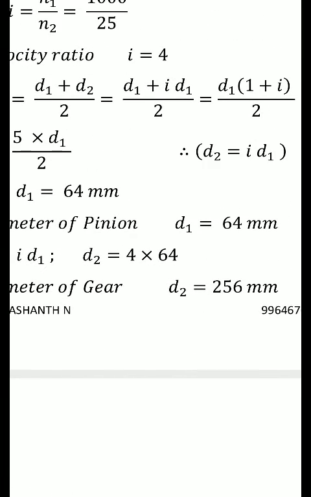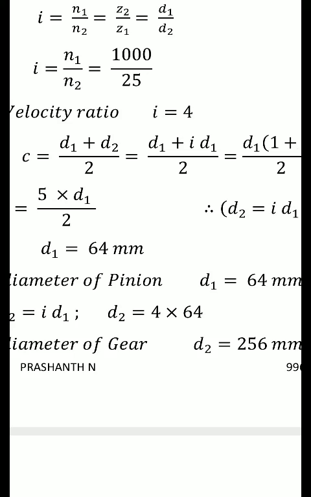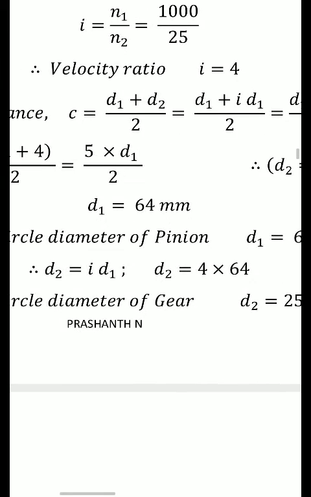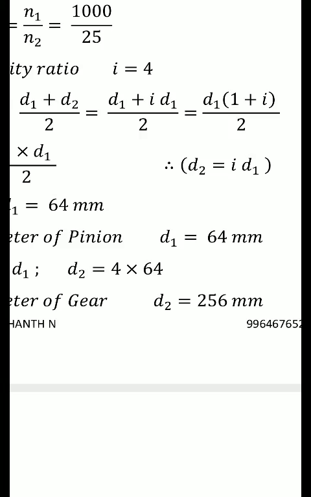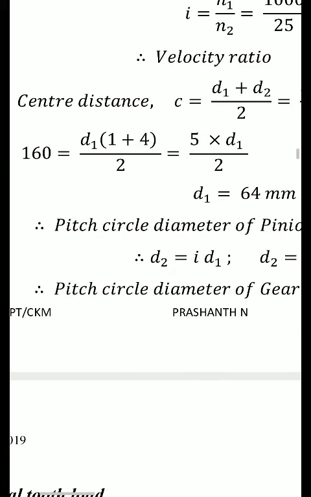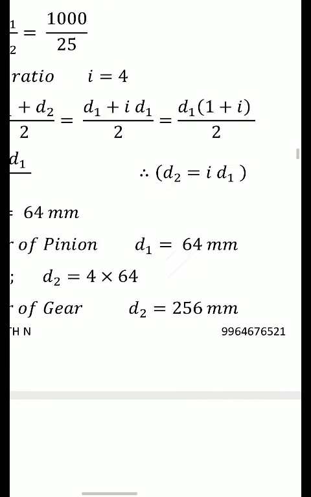And the same thing, D2 is I into D1. I is 4, D1 is nothing but 64. We'll get the value of D2 here. D2 is 256 millimeter. Okay. Pitch circle diameter of the gear and pitch circle diameter of the pinion. Pitch circle diameter of the pinion is D1. Pitch circle diameter of the gear is D2. Okay.